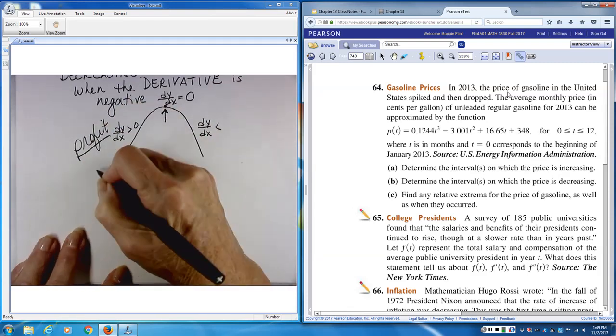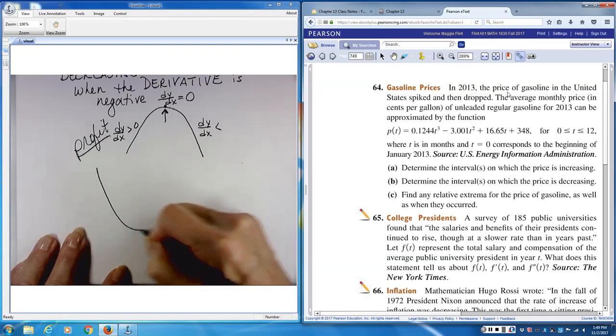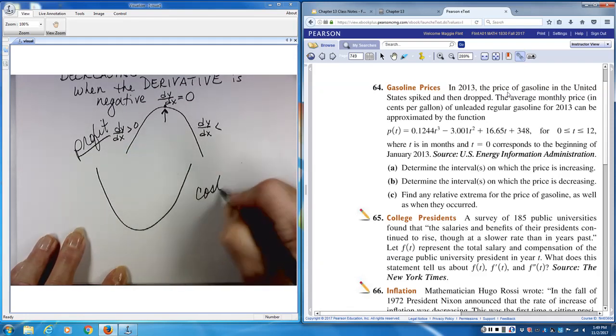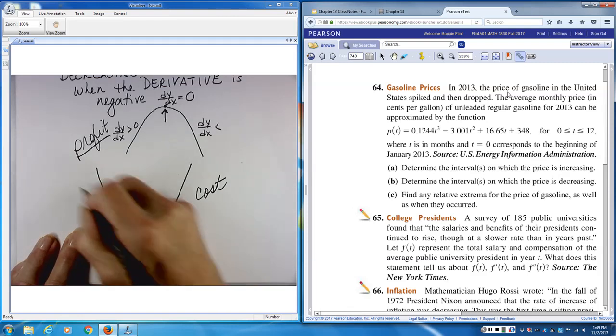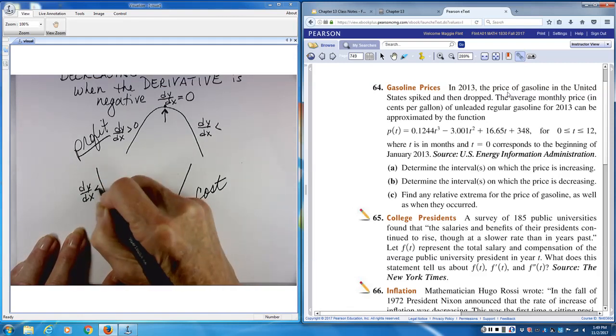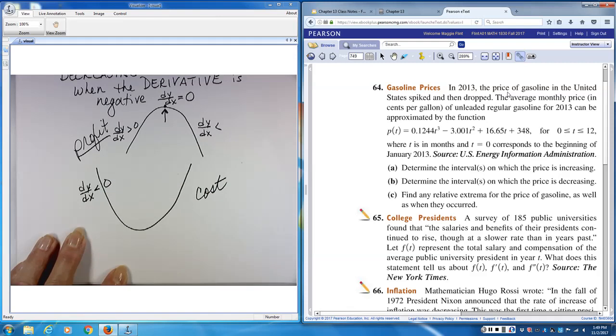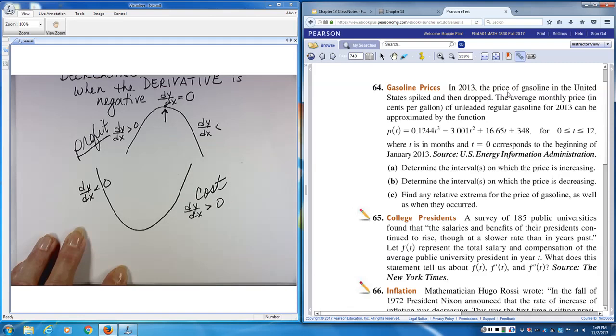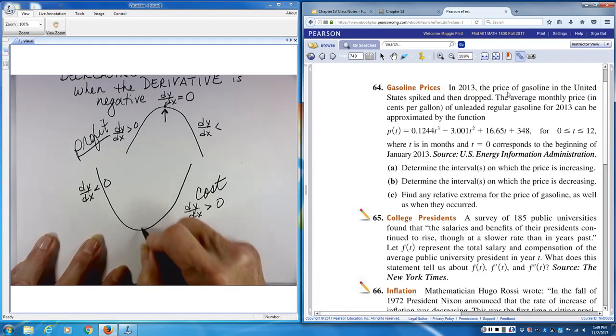So if you have a cost function, and I'm just using a really simple one, if you have this and this is a cost function, then the derivative is negative on this side because it's going downhill. The derivative is positive on this side because it's going uphill. But here's the point where you usually want to be.